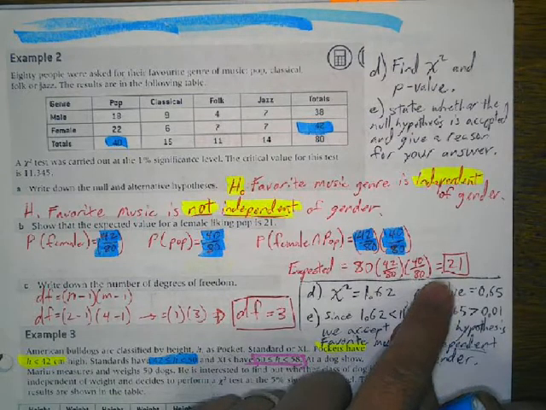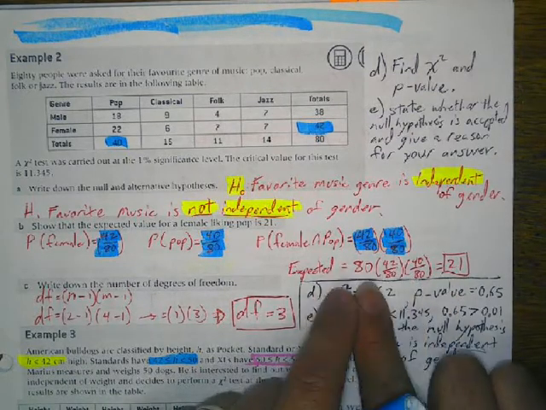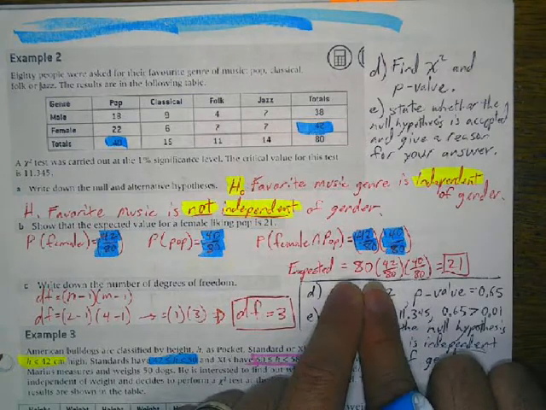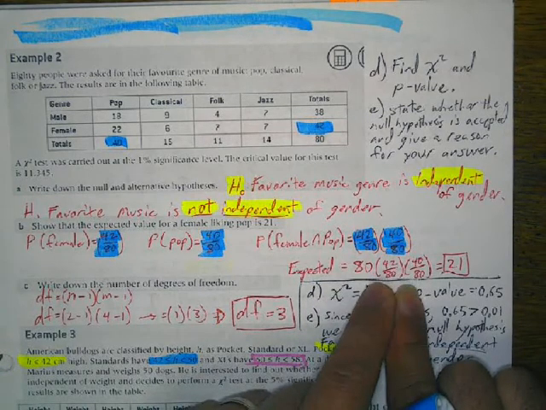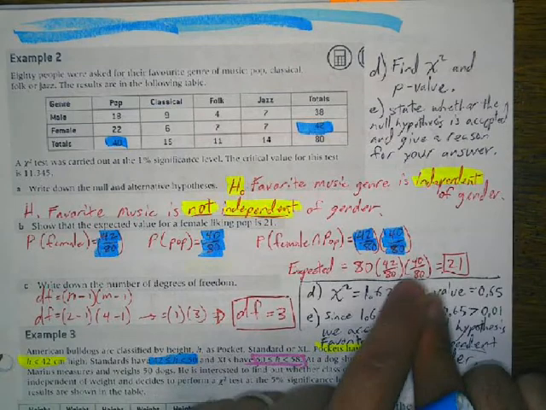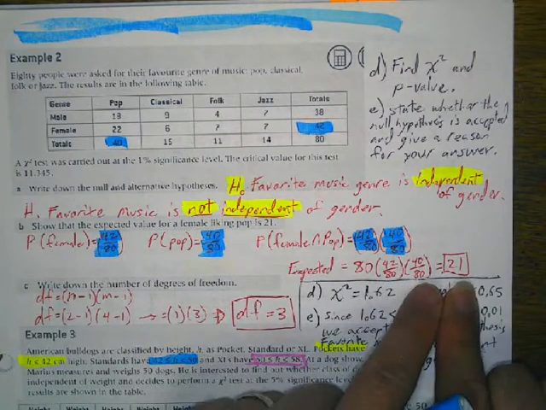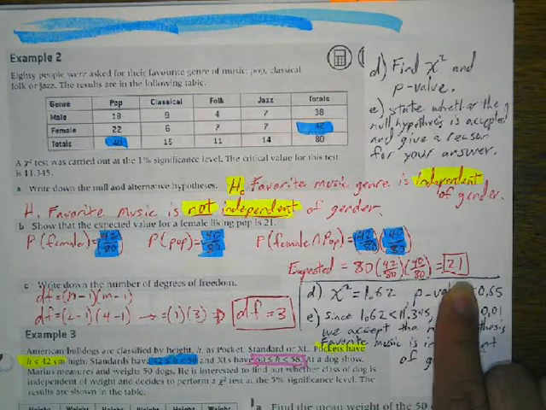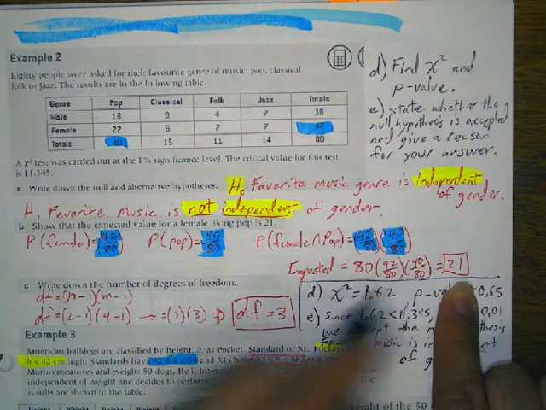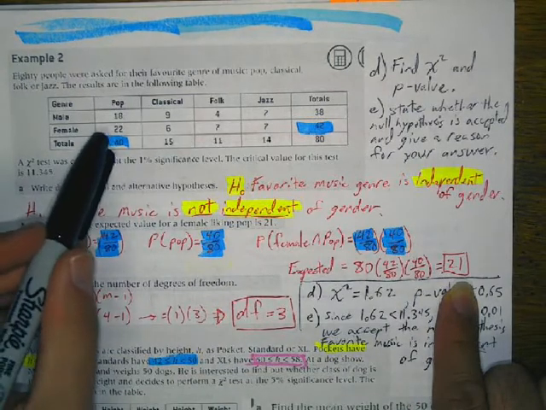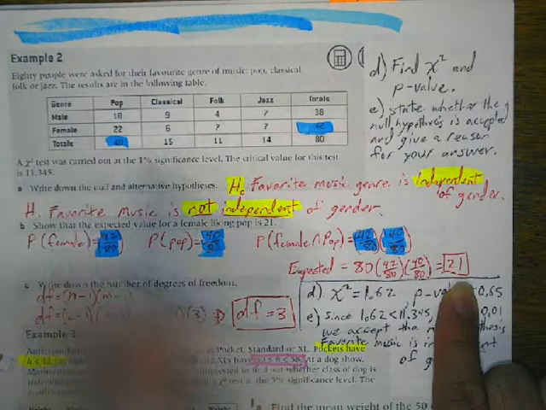So this is the number of people in the experiment. This is the probability of being female, and the probability of liking pop. Multiplying all of those together, we expect that 21 people are female and like pop. Now, when we look at our experiment, there were 22 people that were female and like pop. So pretty close to the same.